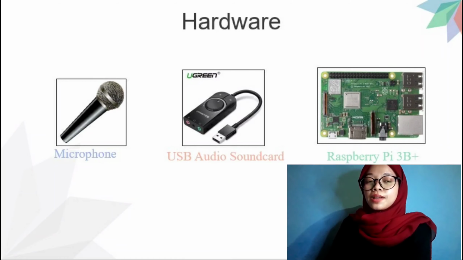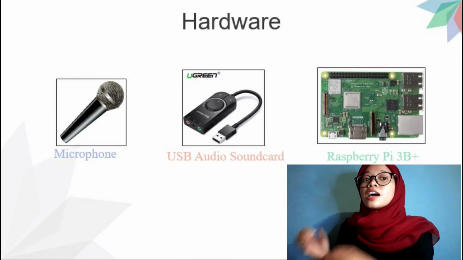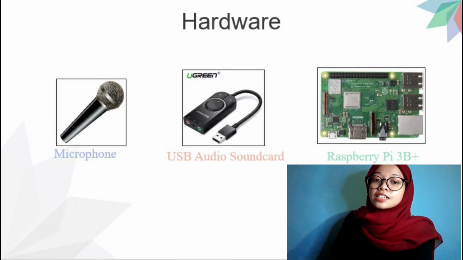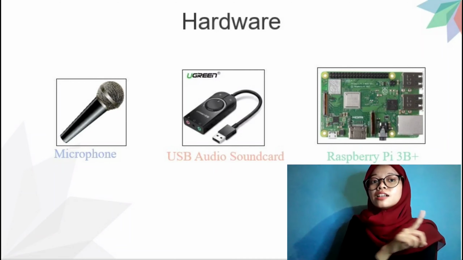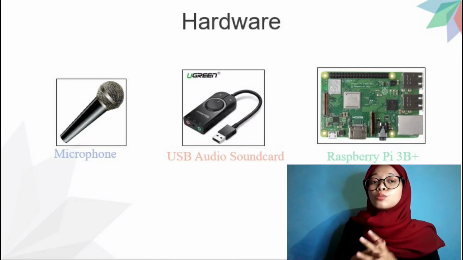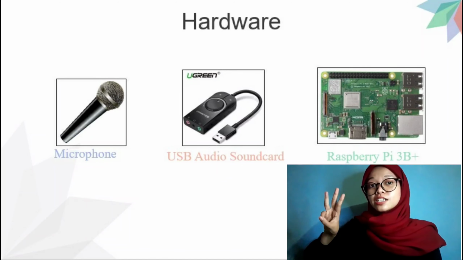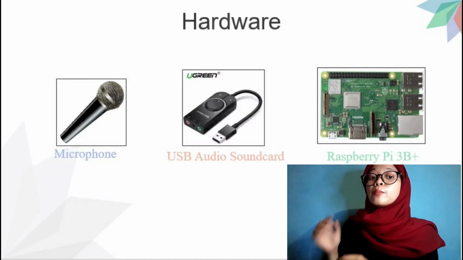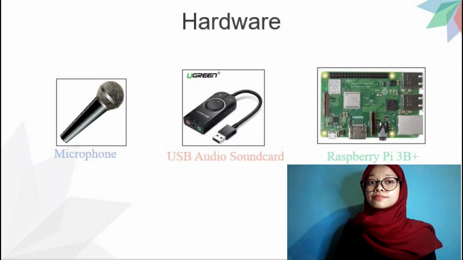Next, I will explain some of the hardware that I use. Number 1. Microphone. I use the microphone to record voice. Number 2. Sound card. The sound card is used to convert analog to digital signal and to process audio or sound. Number 3. Raspberry Pi. Raspberry Pi also acts as the processor and controller in the system to be made.